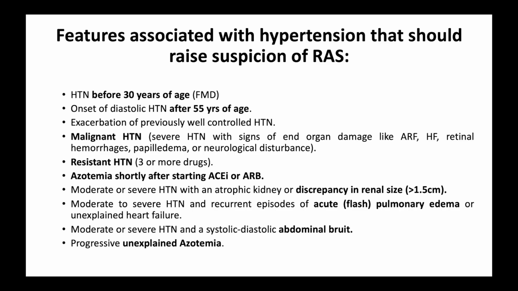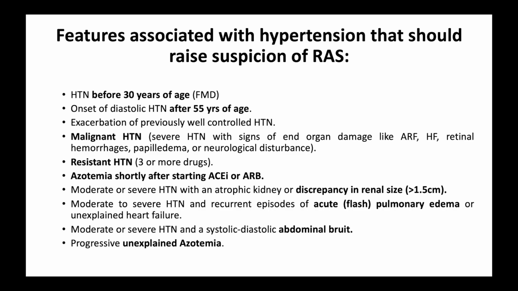So, it could be hypertension before 30 years of age or starting after 55 years of age. It could be exacerbation of previously well-controlled hypertension, or malignant hypertension, which is defined as severe hypertension with signs of end organ damage, which could be acute renal failure, heart failure, retinal hemorrhages, papilledema, or neurological disturbances. There could be resistant hypertension, which is defined as uncontrolled hypertension despite 3 or more drugs.